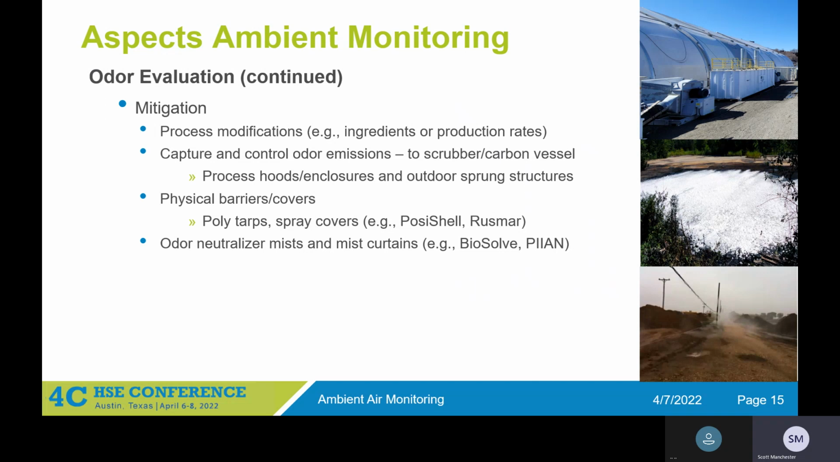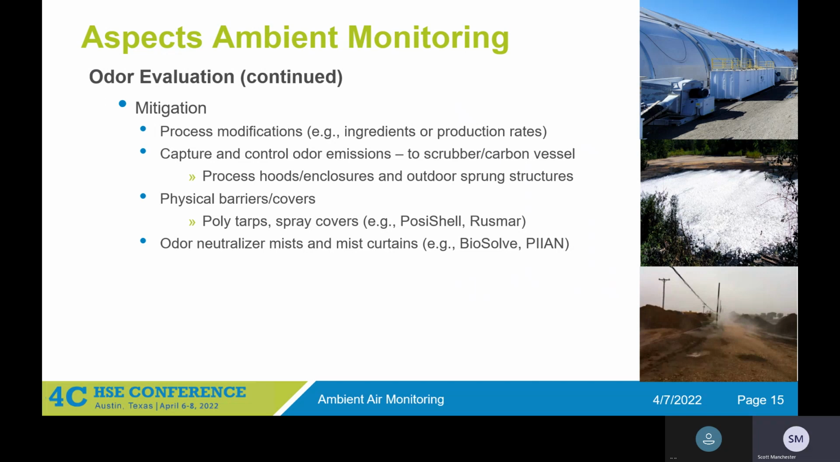Another approach is capture and control of the odor emissions, much like you would do for reducing VOCs, sending it to a scrubber or a carbon vessel. Carbon does a great job at removing odors. For indoor processes, you can use hoods and small enclosures, and outdoors, in the upper right, is a fairly large sprung structure that was constructed over top of an area where work is being done, and odors and emissions were being captured and sent through a carbon unit in that picture.